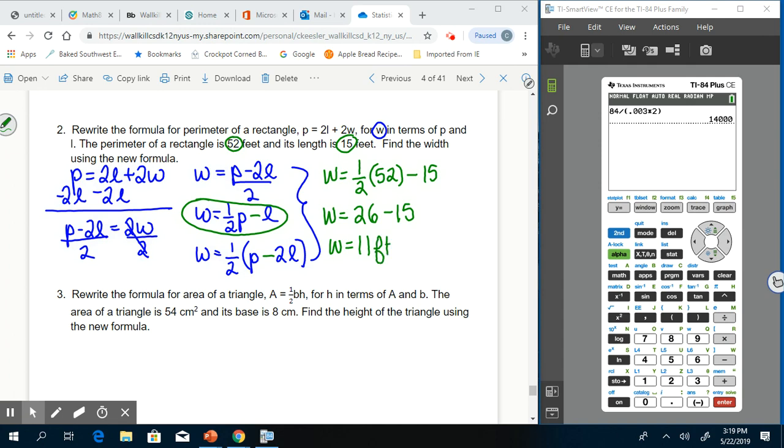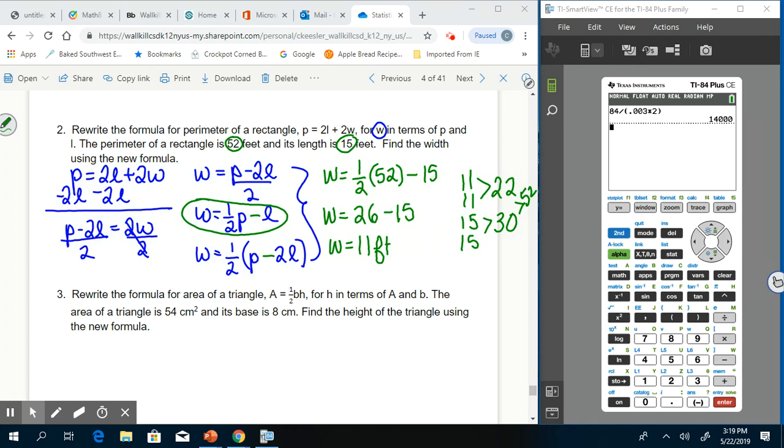We could double check our work. We know the perimeter should be 52. So we have 11, 11, 15, and 15. 11 and 11 is 22. 15 and 15 is 30. And 30 plus 22 is 52. So we did it correctly. Okay, so not too hard. It's important to know that you can rewrite it in many different ways. And actually, that type of question has shown up on the Regents many times where they want to see all the different ways you can rewrite an equation.